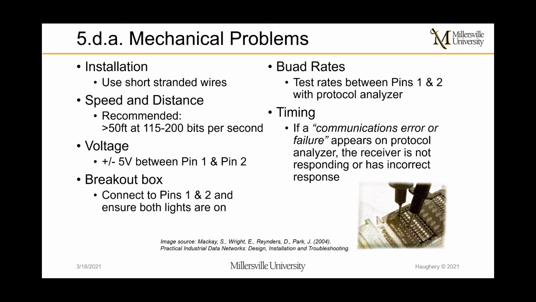You can use a breakout box to test some problems by connecting it to pin 1 and 2 and ensuring that both the lights are on to see that both of those connections are good. You can also test the baud rates using the protocol analyzer that we talked about earlier across pins 1 and 2. If the rates aren't similar, then you'll know that there's a problem there. You can also test the timing, again using the protocol analyzer. If you get the communications error or failure message, then you'll know that the receiver is either not responding or it's getting an incorrect response.